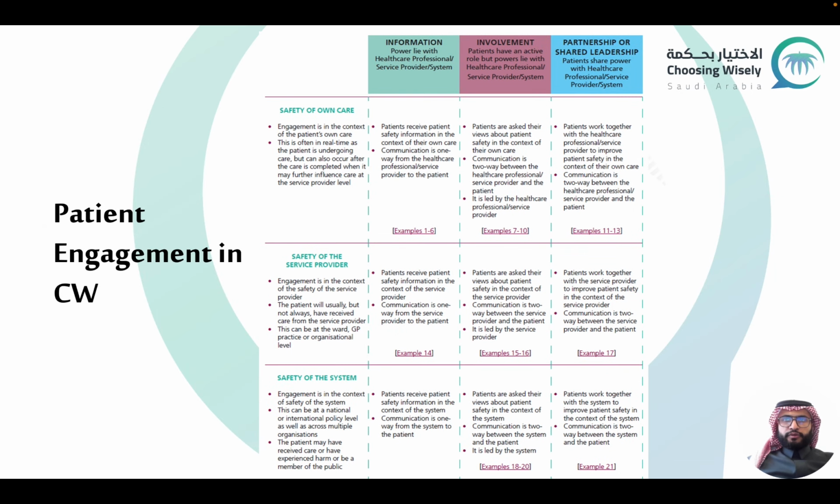If you look in the literature, there are many patient engagement levels described. One example is shown in this slide from the patient engagement framework by the NHS. It is divided into 3 levels: information, where the power lies with the healthcare professional, service provider or system. Involvement, where patients have an active role, but power lies with the healthcare professional. Then the last one is partnership or shared leadership, where patients share power with the healthcare professional, service provider or system.